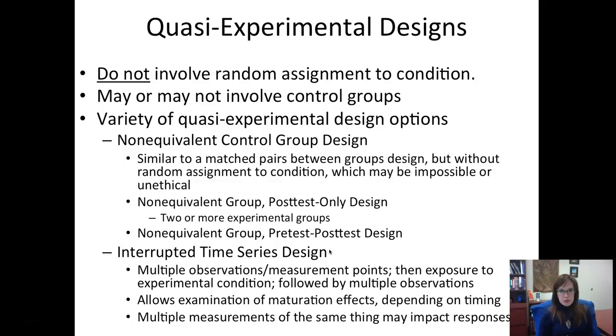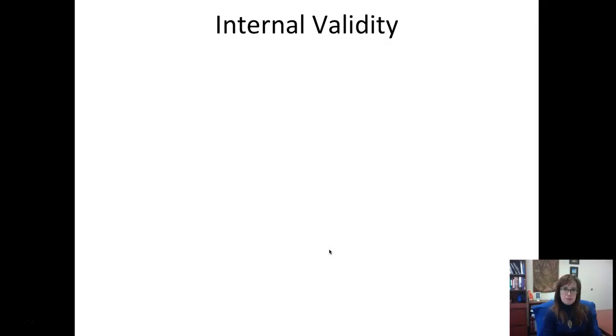And this design can be useful if you're interested in maturation effects, and it allows you to examine the natural change in that variable that we may see even without any intervention or exposure to a condition. So that can help us really understand and differentiate between maturation effects and experimental effects. But again, as we talked about with multiple testing points, we can have some impact of having to answer the same questions or measure the same thing over and over on people's responses to that measurement.